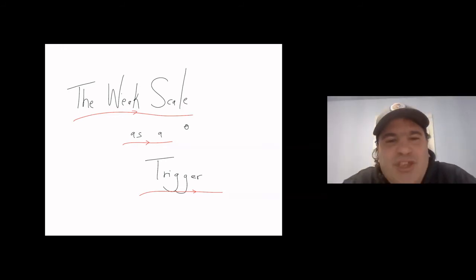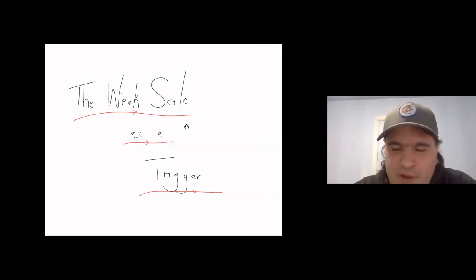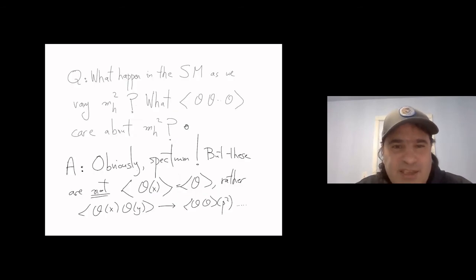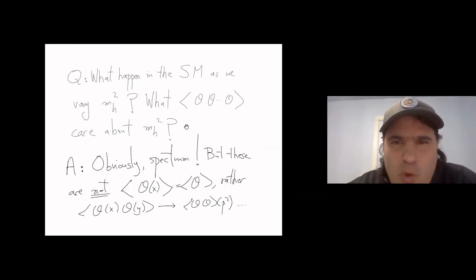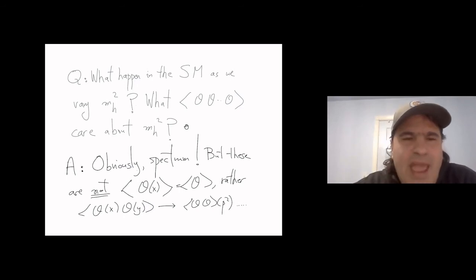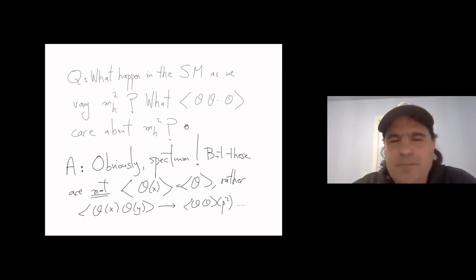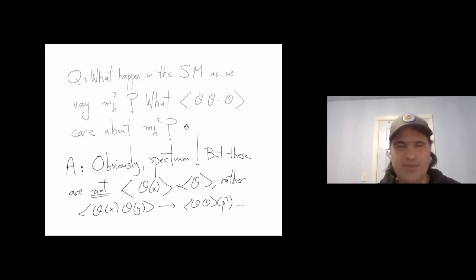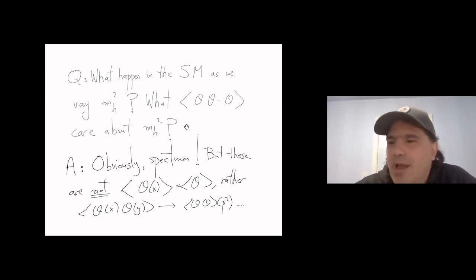Okay. All right. So now let's move on to the second idea. The ideas I talked about before were very speculative and sort of cartoonish. These are still, of course, speculative, but they're much more concrete. So let's talk about this notion of the weak scale as a trigger. We're going to start with a very simple question: what happens in the standard model as we vary the Higgs mass squared parameter? What correlation functions, what operators, what observables care about the Higgs mass squared? Well, the answer is totally obvious.